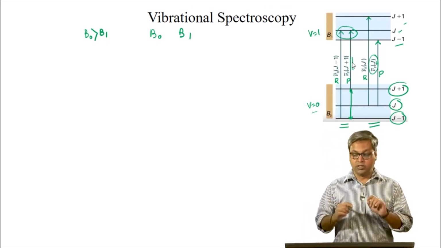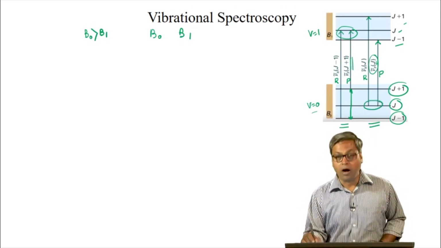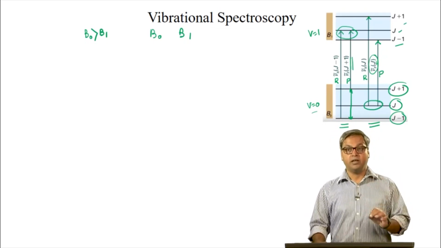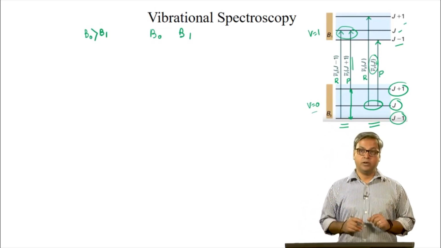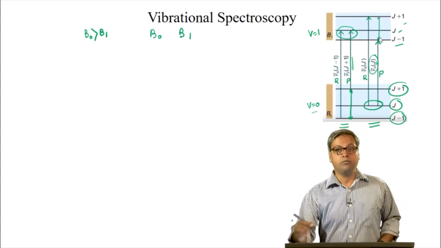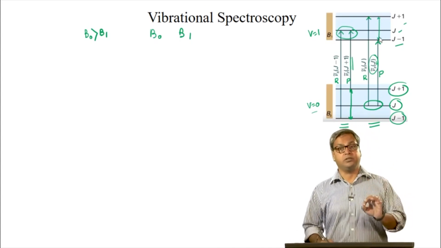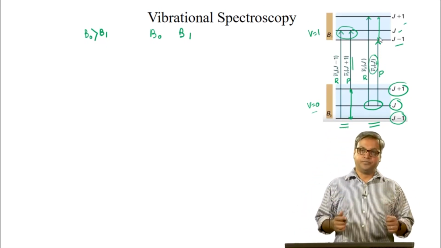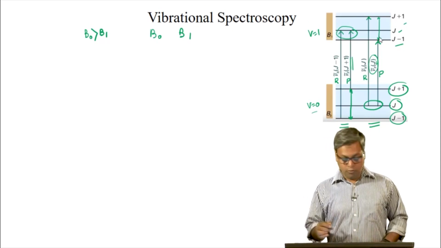We can notice for the right side transitions, both of them start in the same initial rotational state, but end in different rotational states. So, the energy difference between them only depends on the V equals 1 level. By taking the right combinations of the P and R lines, we can get information about B 0 and B 1.